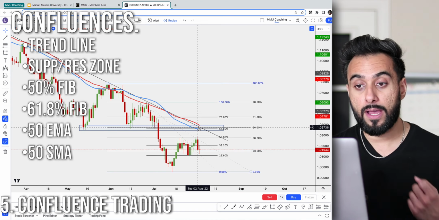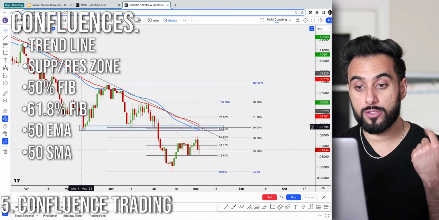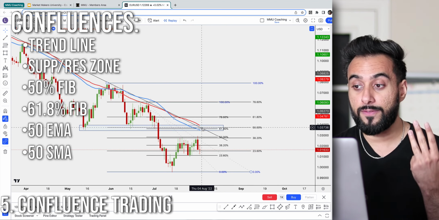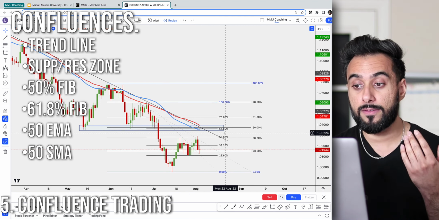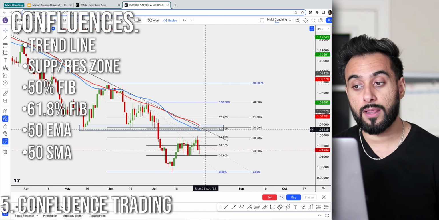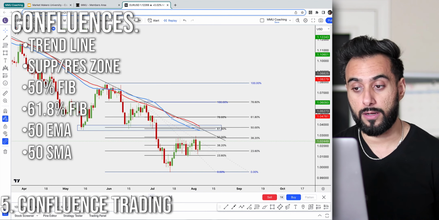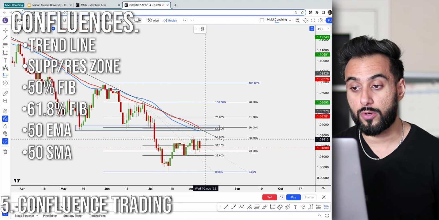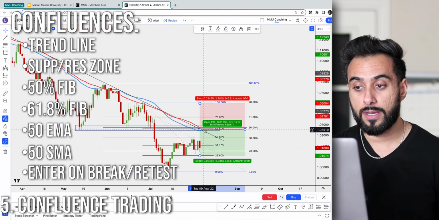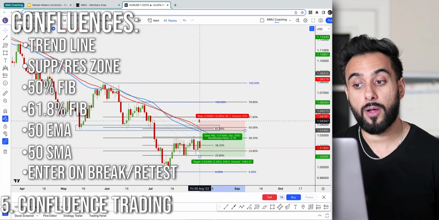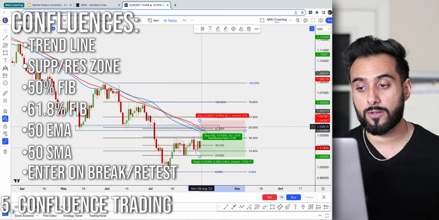So now altogether we have a trend line, we have a zone, we have a break and retest of the zone, we have the 50 fib, we have the 61 fib, we have the EMA, we also have the SMA. We have so many different confluences that are lining up in this specific area over here. And then what we would do is you can go ahead and enter your potential short, your potential sell limit. You can enter your sell somewhere in that zone, making sure that your stop loss is above all these different technicals that we mentioned.